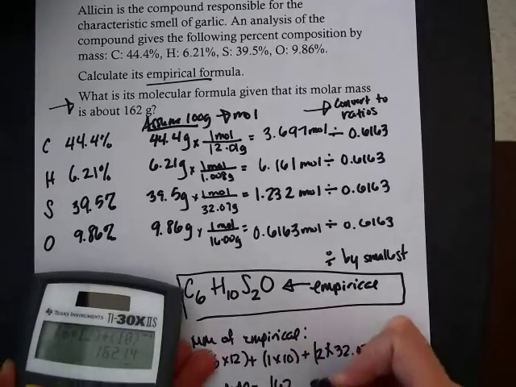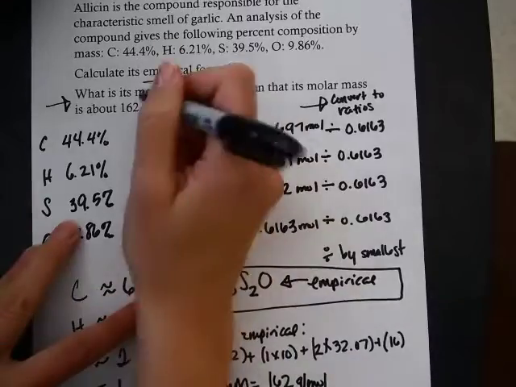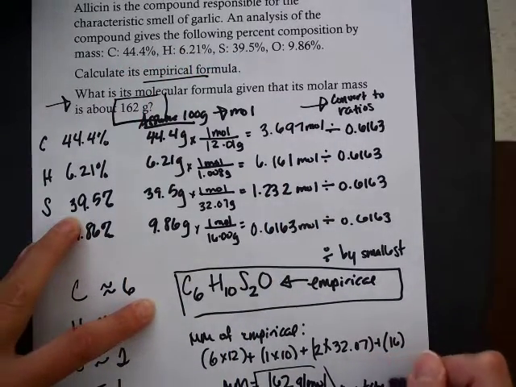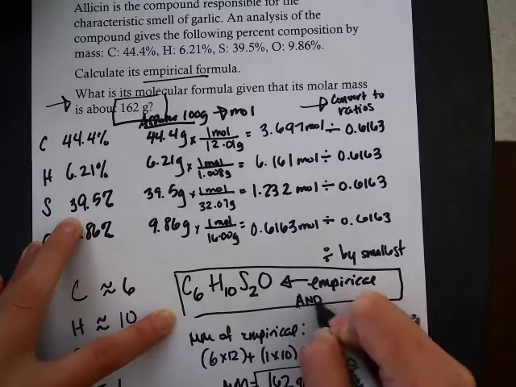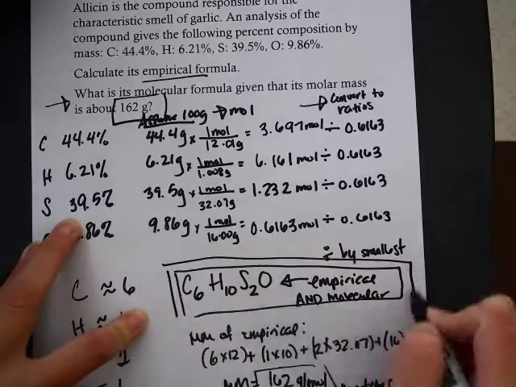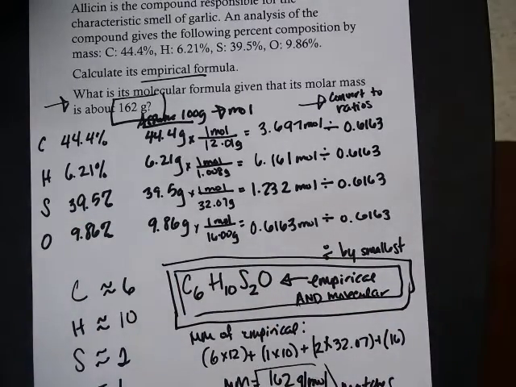So when I compare that to my molecular formula mass, which is also 162, I know that this is the molecular formula. So my empirical formula is my molecular formula. If, for example, the mass I got was half that, then I'd have to double it or something like that. But this is exactly equal.